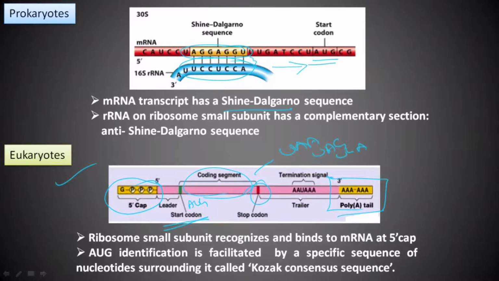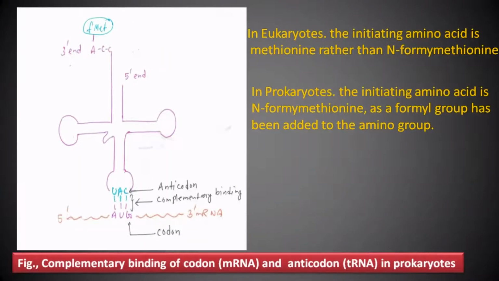Sometimes AUG identification is facilitated by a specific sequence of nucleotides surrounding it, called the Kozak consensus sequence. Now, in prokaryotes, the initiating amino acid is N-formylmethionine. A formyl group has been added to the amino group, therefore it is N-formylmethionine, whereas in eukaryotes this formyl group is not attached. That is the only difference.